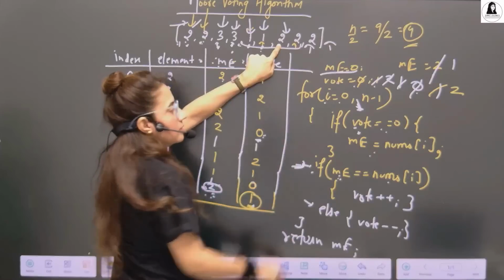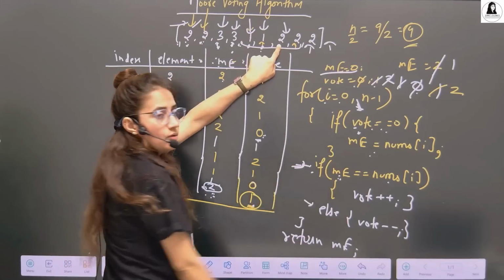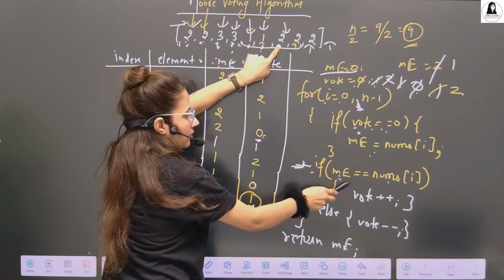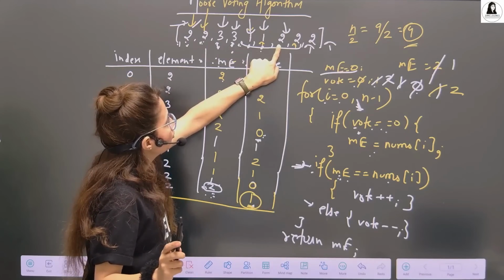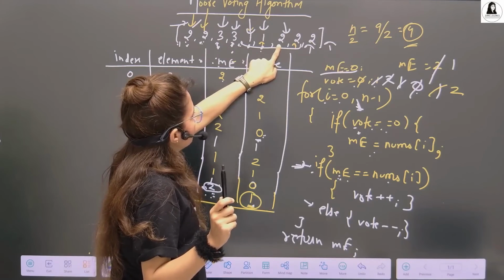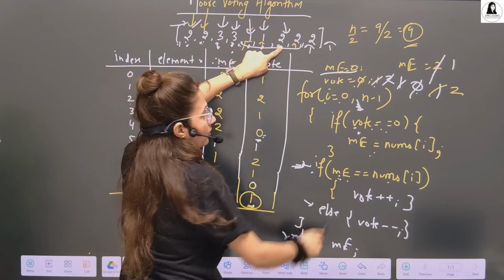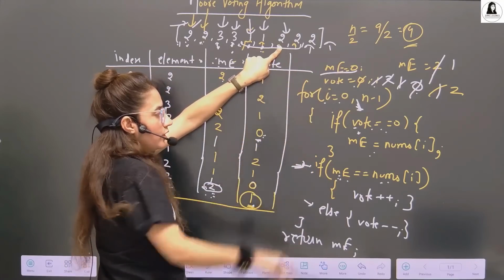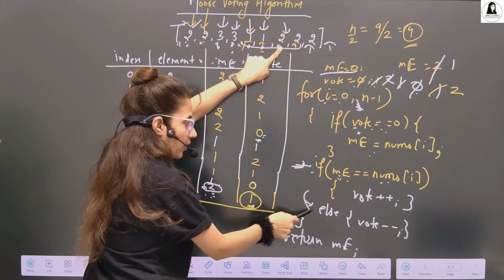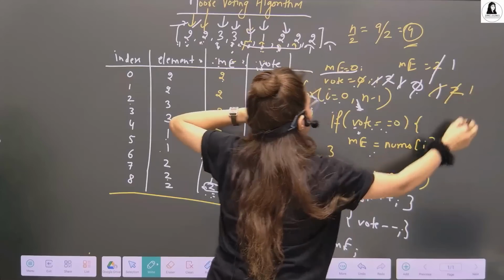Now I is here. It's 2. Is vote 0? No. Is M equal to nums of I? Sorry. In this case, M is equal to 1, and right now nums of I is equal to 2. These are not equal, so else part. Vote minus minus. Vote becomes 1.